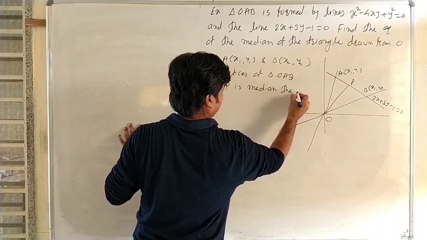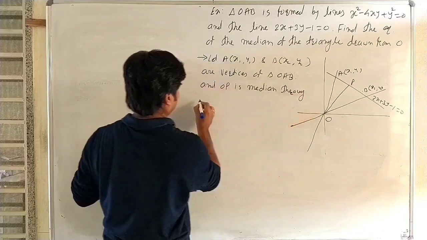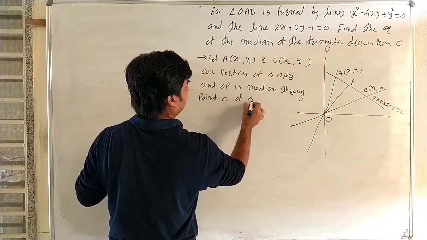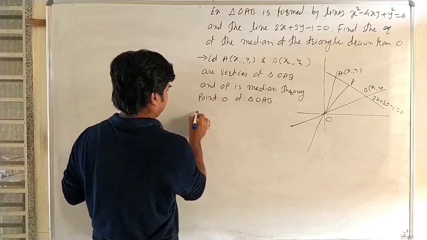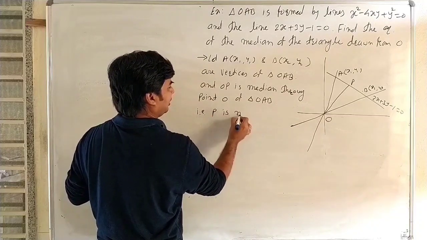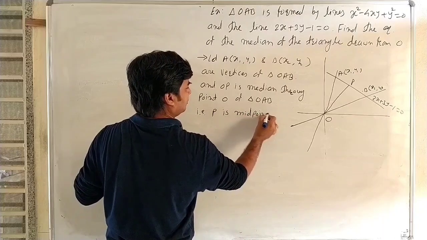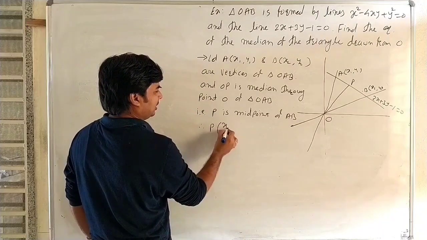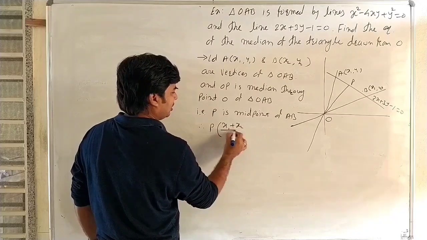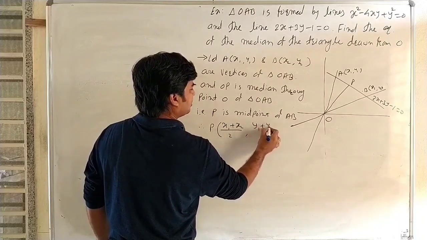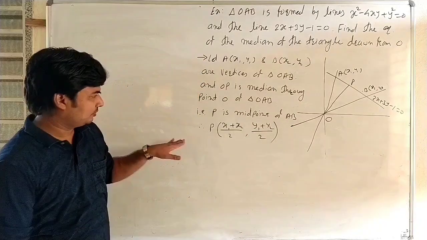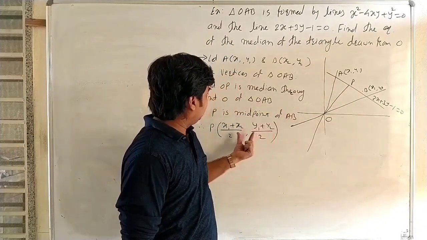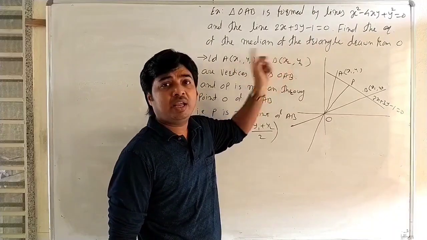Here OP is the median through point O of triangle OAB, that is P is the midpoint of AB and therefore the coordinates of P are x1 plus x2 upon 2 comma y1 plus y2 upon 2. Okay, here coordinates of point P. First we find the coordinates of point P, therefore first we need the coordinates of points A and B.